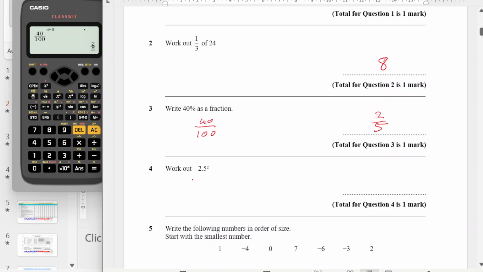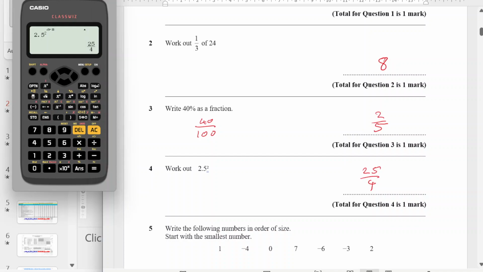For question 4, work out 2.5 to the power 2, so calculate 2.5 squared. Gives you 25 over 4. 25 over 4 would be absolutely fine as your answer. You could do it as a mixed fraction, Shift, and then that fraction button, 6 1/4. That would also be fine.